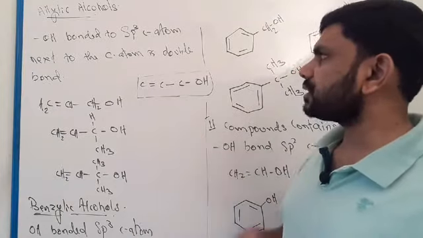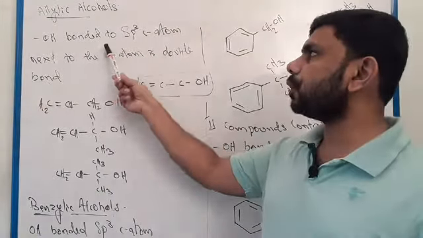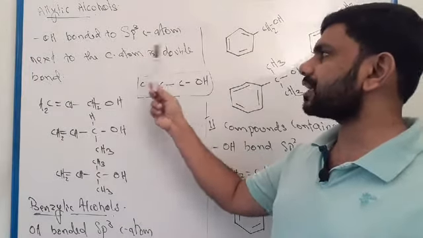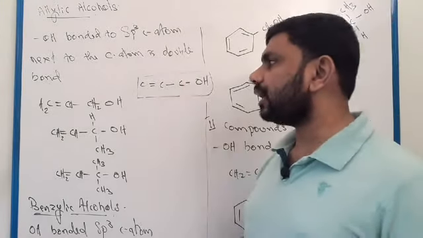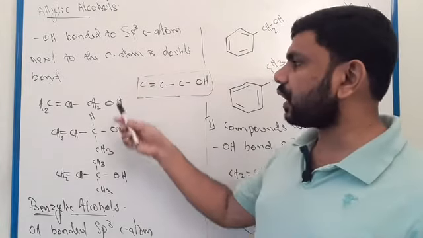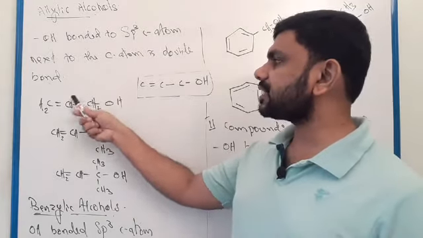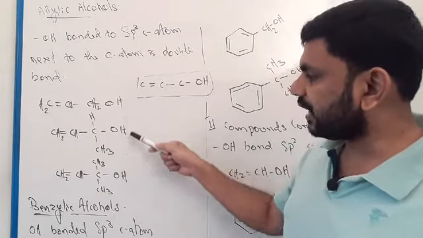Okay, look here, the OH functional group is bonded to an sp3 carbon atom, next to a carbon atom with a double bond. Okay, this is allylic alcohol. This is an example for allylic alcohol. See here, OH bonded to an sp3 hybridized carbon atom next to a carbon-carbon double bond. Okay, so these are the different examples.